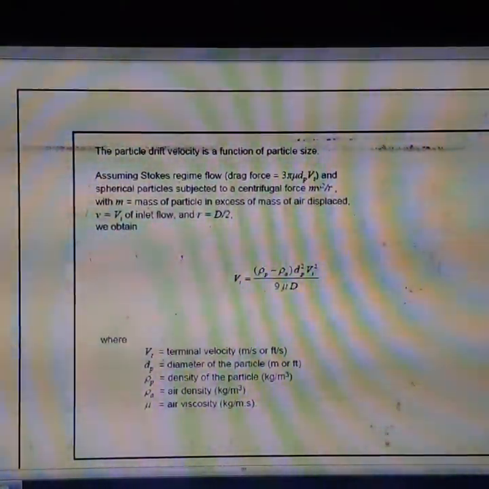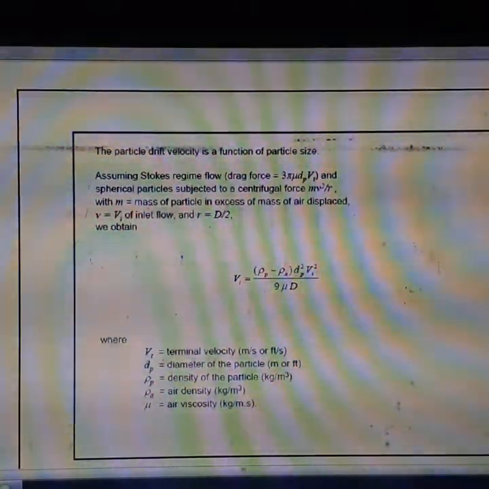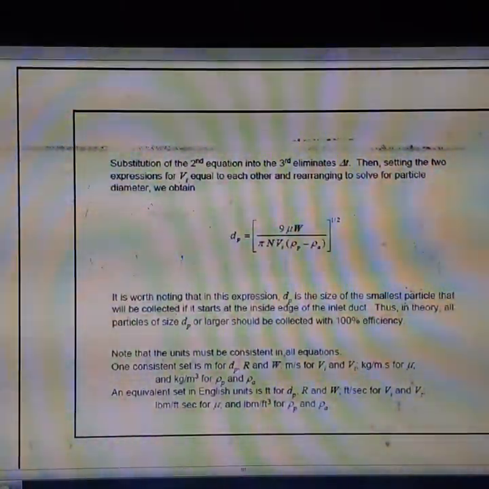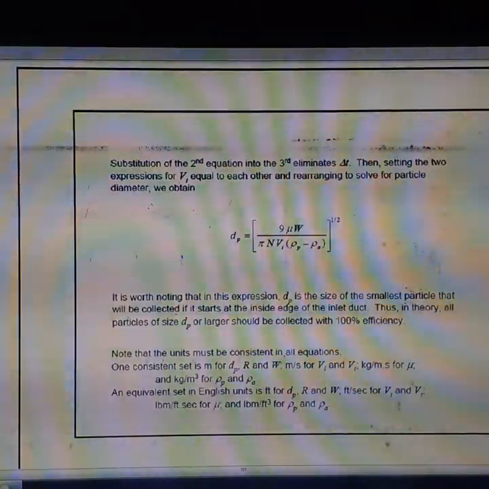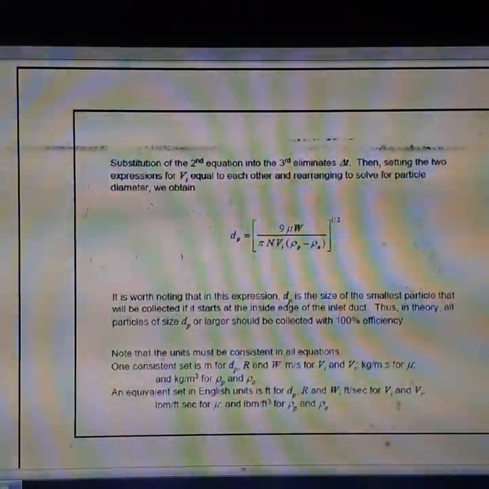Here is the equation, where Vt represents the terminal velocity, dp equals the diameter of the particle, rho p equals the density of the particle, and mu equals the air viscosity. Now, substituting the second equation into the third for delta t, then setting the two expressions for Vt equal to each other and rearranging to solve for particle diameter, we obtain dp equals the square root of 9 mu W by pi N Vi into (rho p minus rho a).